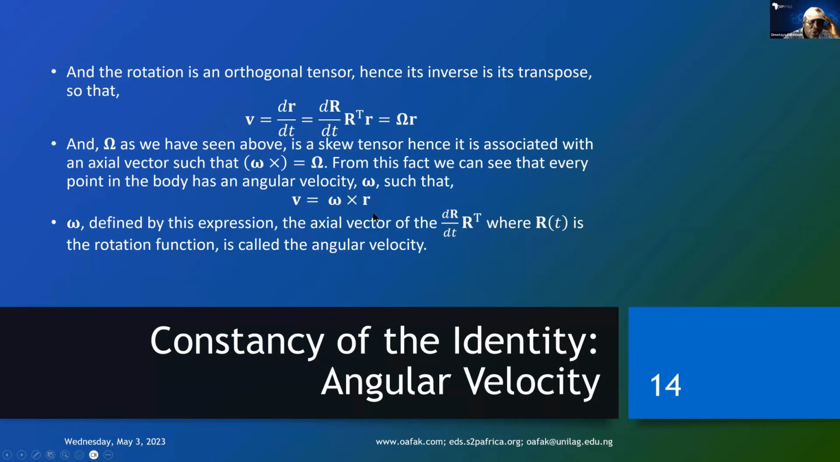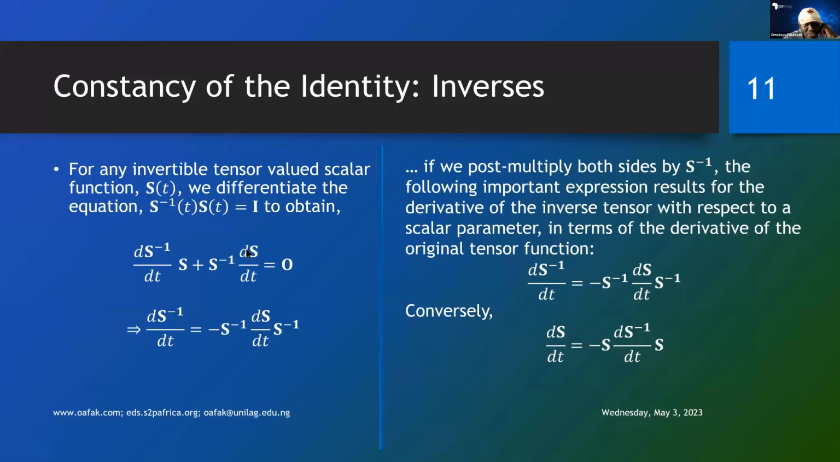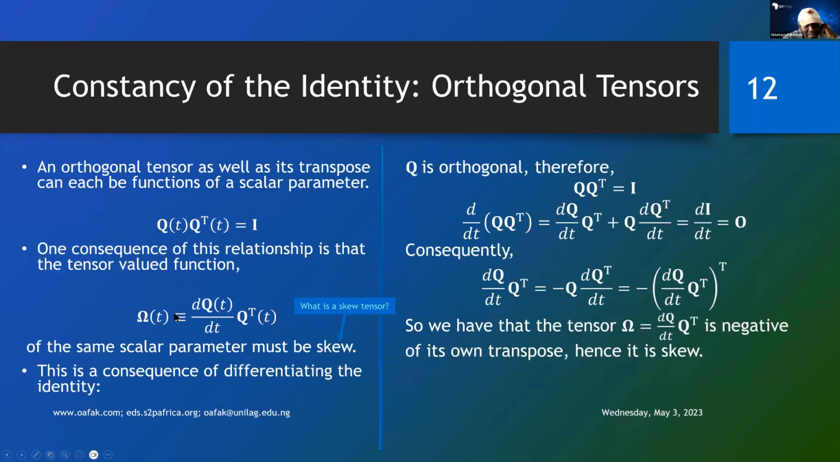So that is the third consequence of the fact that the identity tensor, when you differentiate it, gives you zero, because it is what makes this quantity skew. It is the constancy of the identity tensor that makes this tensor to be a skew tensor.